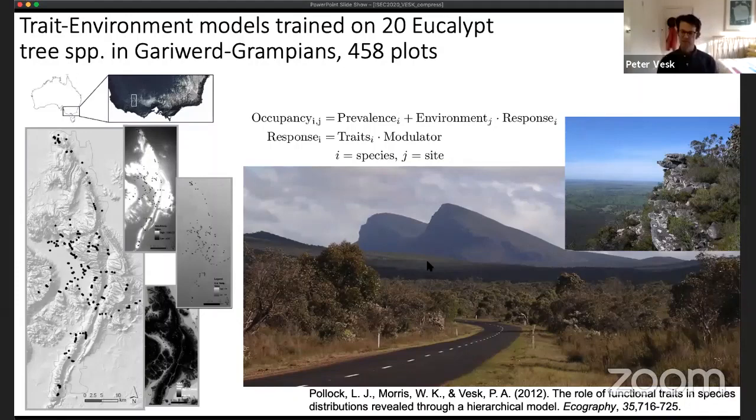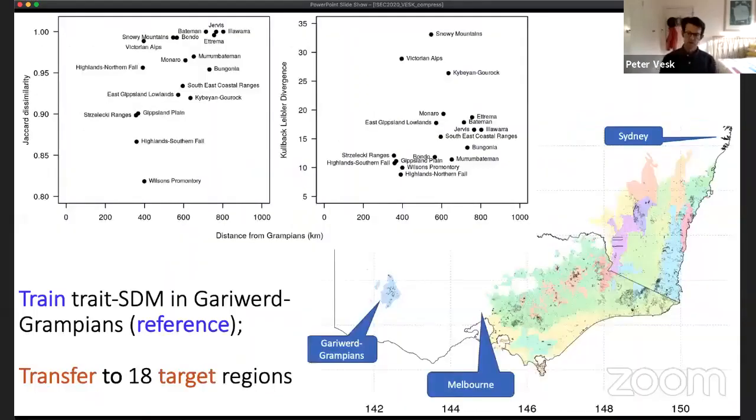And I'm interested in, we've got useful understanding of species distributions in this region, but can we generalise? So here is a bit of a map. This is where you're being streamed from in Sydney. That's where UTS is sitting at the moment. And I'm down here in Melbourne. This is about 900 kilometres from here to here. Here's our reference region, about 400 kilometres away.